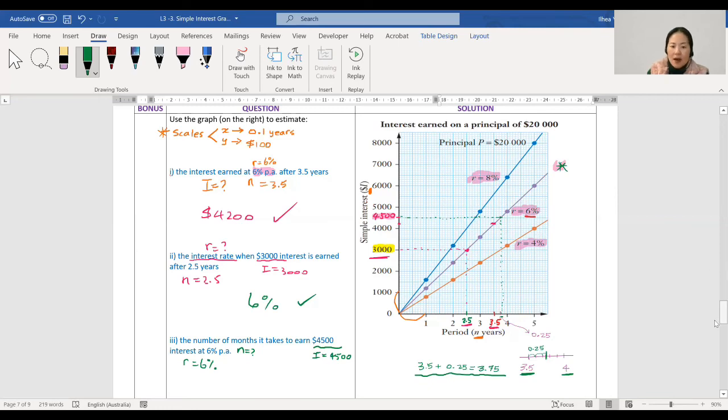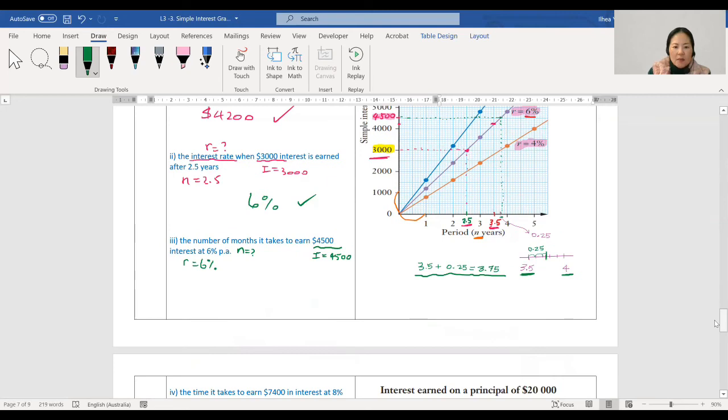Okay, but the question says number of months. So it's 3.75 years. And we need to change it to months. So I just times by 12. And that will give me 45 months.